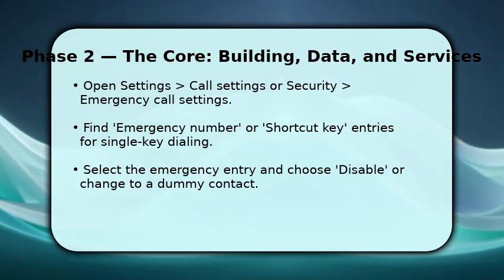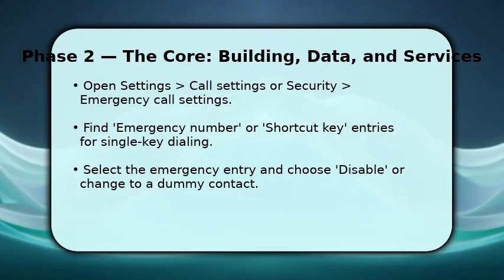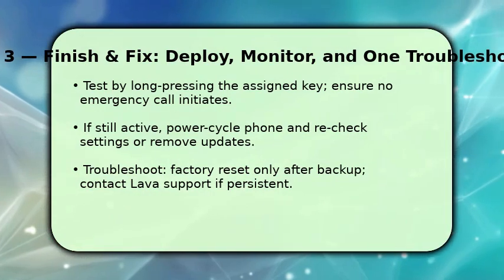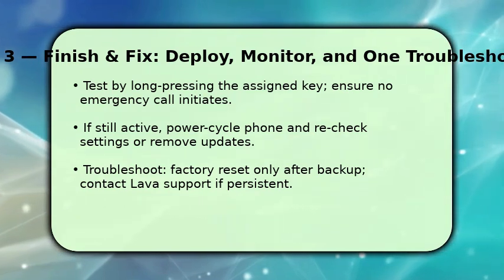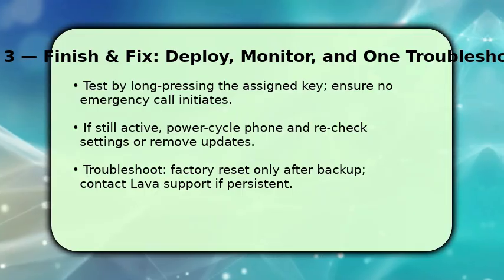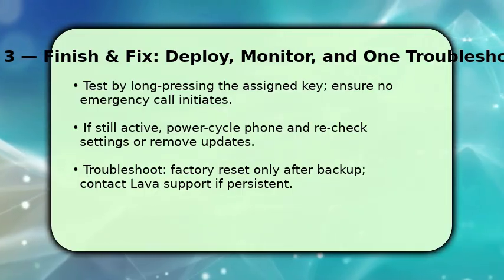Now verify your work by long pressing the key that previously triggered emergency calls. It should no longer dial out. If it still does, power cycle the phone and recheck the same setting path. Some models require a restart to apply changes.